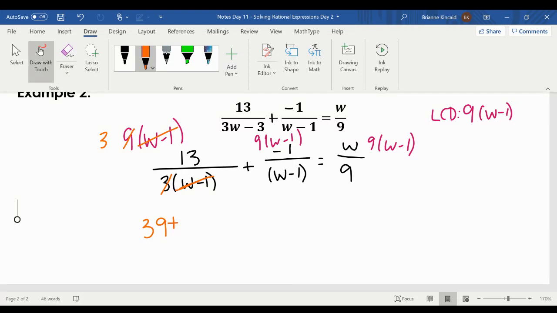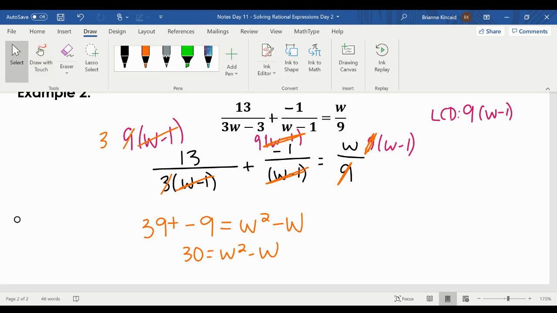In the second fraction, the w minus 1 is going to cancel. Basically, you have 9 times negative 1, which is negative 9. And then for the third and final fraction, the only thing that's going to cancel would be the 9s. So you have w times w minus 1, which gives us w squared minus w. 39 and negative 9 is 30 equals w squared minus w.